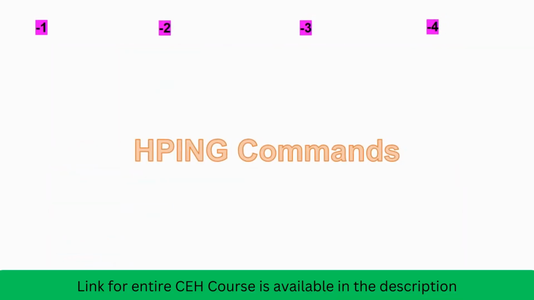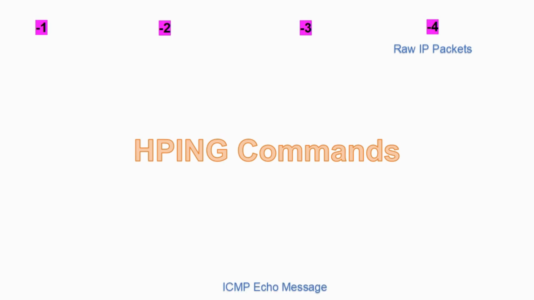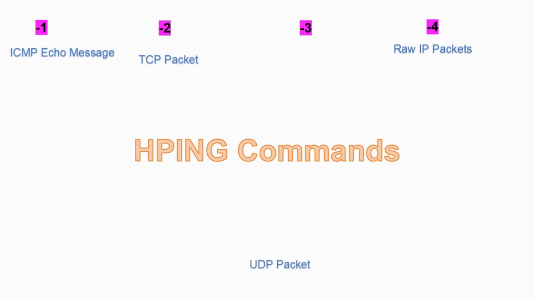Let us now do a quick recap of what we learnt in our last slide. So what should be the command for raw IP packets? Your answer should be 4. What should be the command for echo message or ping message? So this is the simple message, and the command should always start with 1. Then we have TCP, and the command for TCP is 2. And lastly we have UDP, but obviously the only command left is 3. So these are the commands for HPing tools.